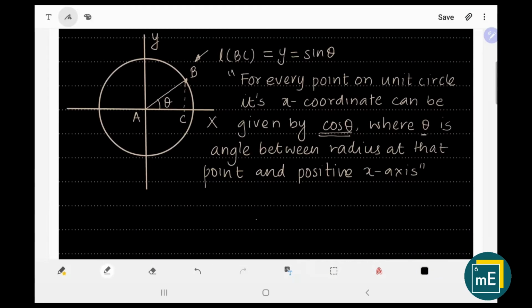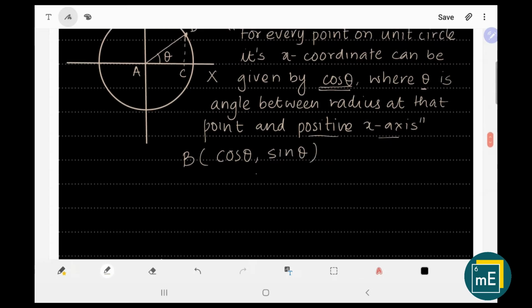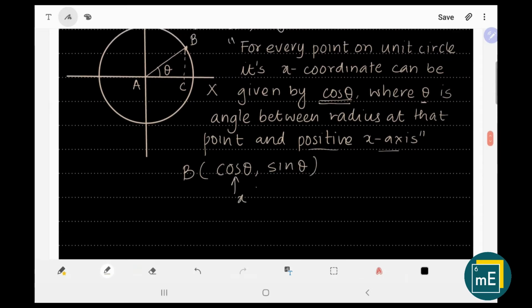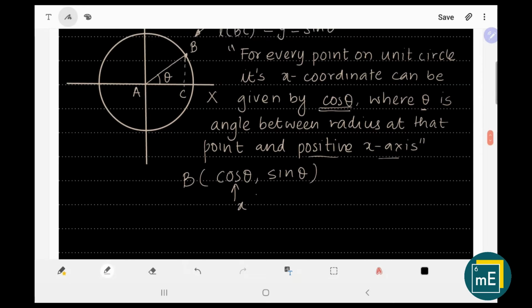So we have understood that for every point on the unit circle, its x coordinate can be given by cos of theta, where theta is the angle between the radius at that point and the positive x-axis. For example, in this position for point B, such that radius AB makes an angle of theta with the positive x-axis, the coordinates of point B can be given by cos of theta, sine of theta, where cos theta represents its x coordinate given by length AC and sine theta represents its y coordinate given by length BC.